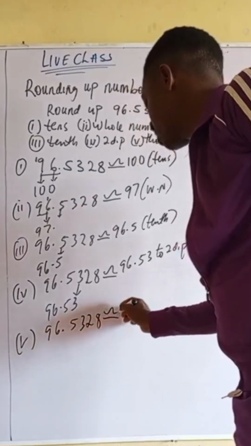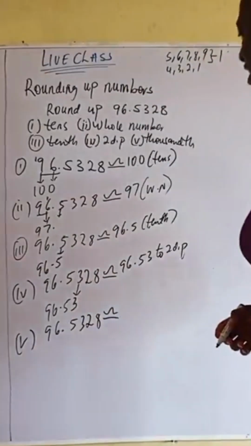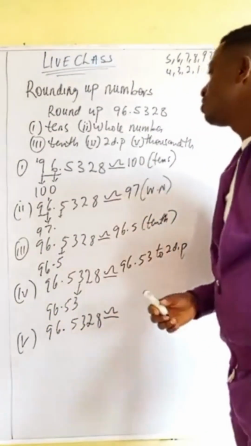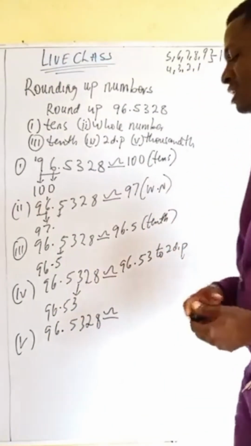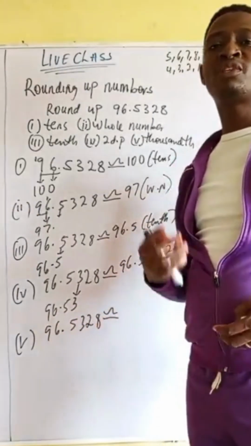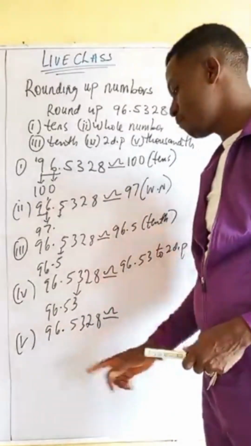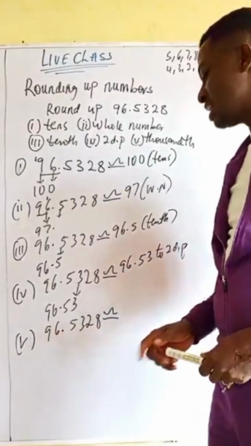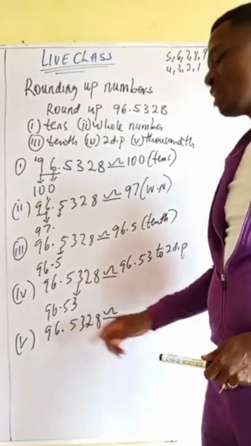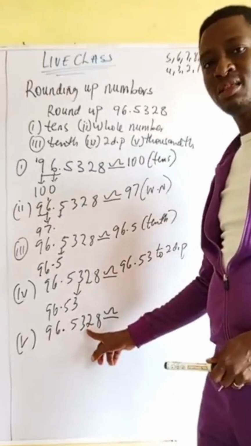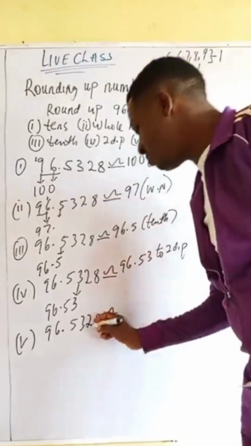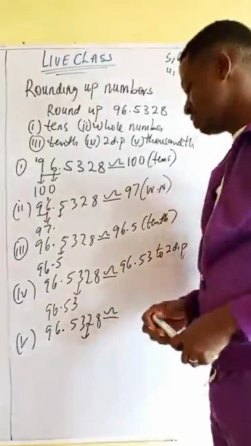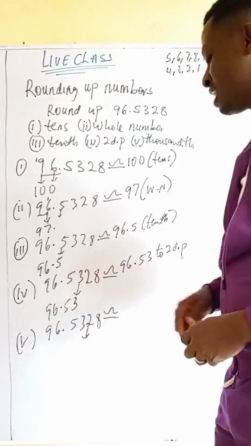96.5328 to the nearest thousandth. So which number here represents thousandth? We've said that the first place value after the decimal point is tenth. The next one is hundredth. And the next one is thousandth. So which number represents thousandth? 2. 2 represents thousandth.